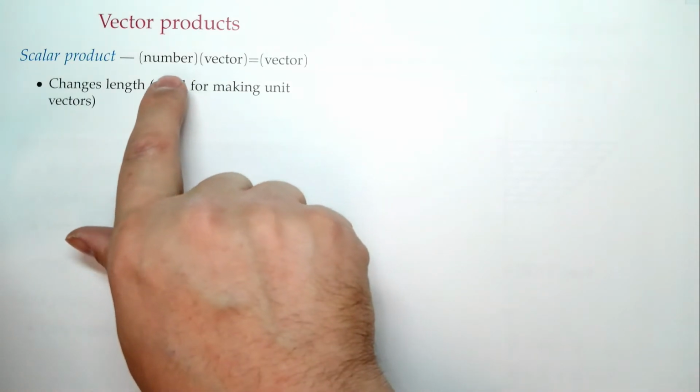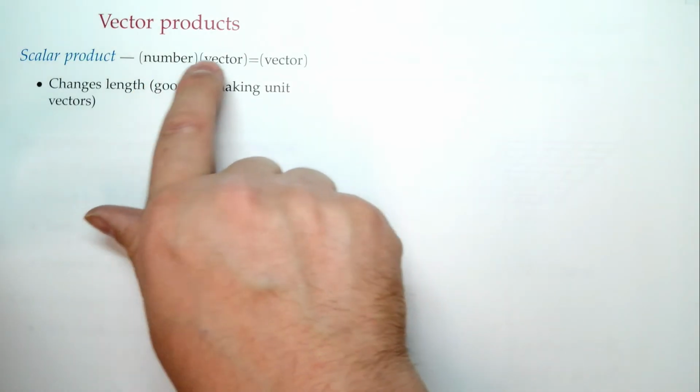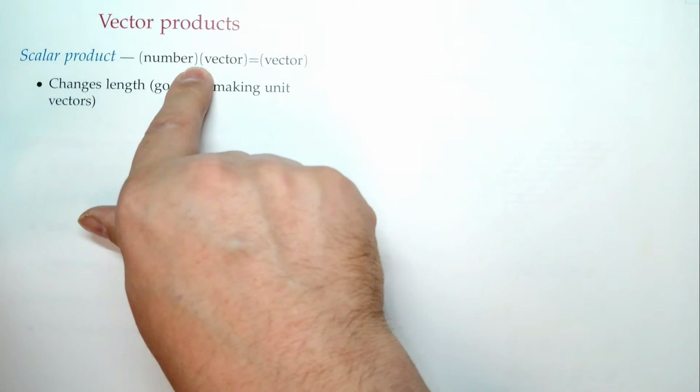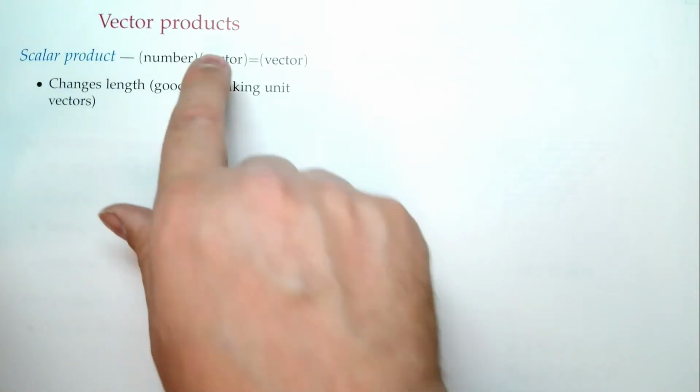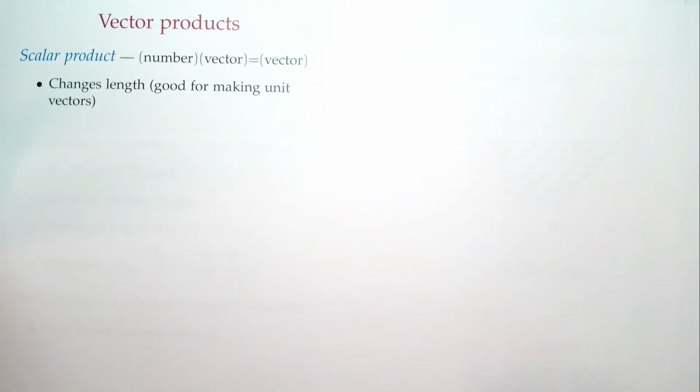Now, be careful with notation. If you ever see number vector, notice there's no dot, there's no crazy symbol. It's just number vector. Okay, dot product.